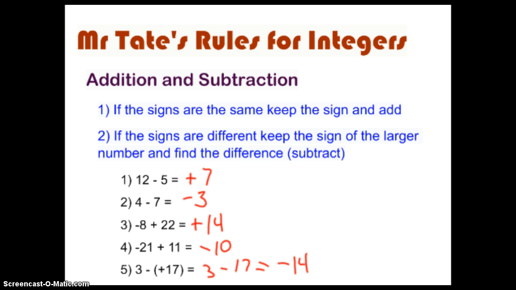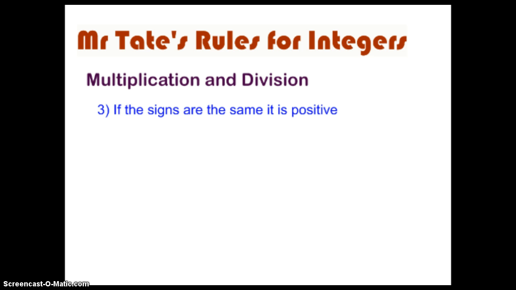First one says that the signs are the same, keep the sign and add. And the second says that the signs are different, keep the sign of the larger number and find the difference. Just 2 basic rules for if you're combining numbers, adding and subtracting. Let's go ahead and keep this rolling, because now we're into the multiplication and division.